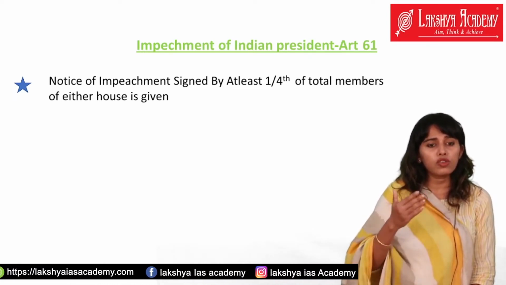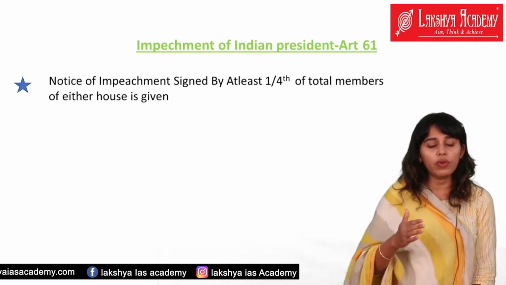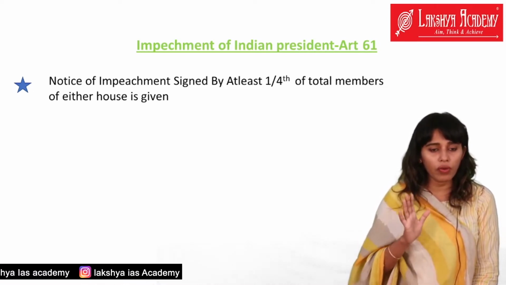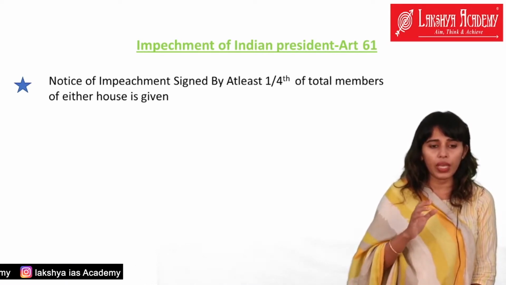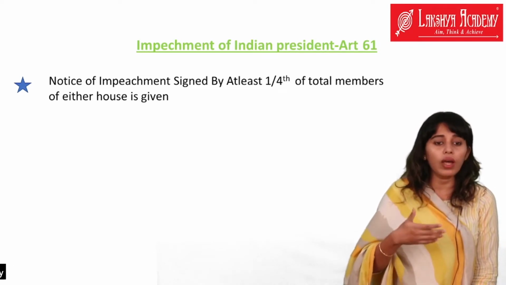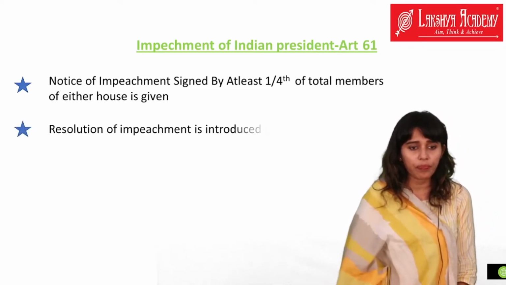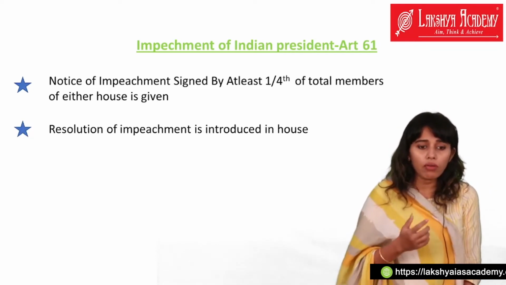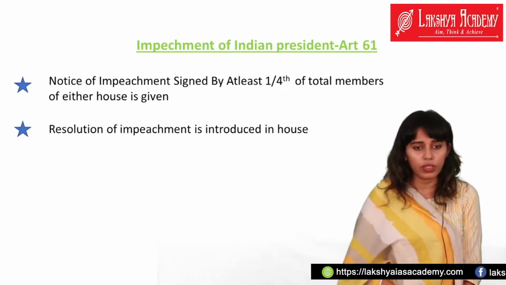After this resolution is introduced, it needs the approval of one-fourth of the members of the house. That means 25% of the members feel that yes, these charges might be true, so let us go ahead with the impeachment process. Once this approval is given, the house will take up its voting process.